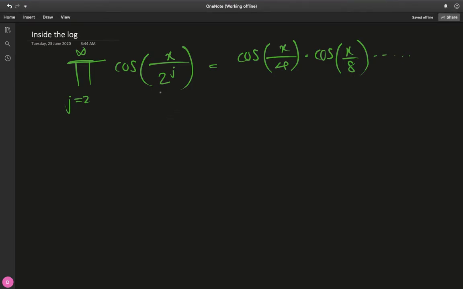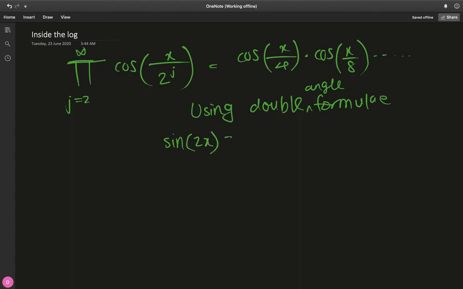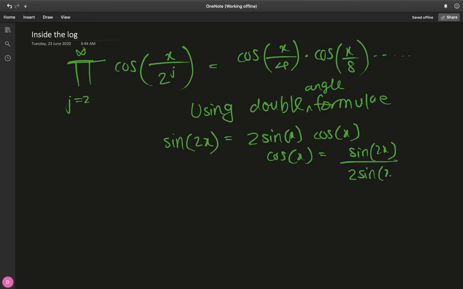If you recall, we had a really identical series in that video, so please watch that video. We had used double angle formulas, and in this case we are going to use the sine double angle formula. Sine of 2x is 2 times sine of x times cosine of x. So we can write cosine x as sine of 2x divided by 2 times sine of x.